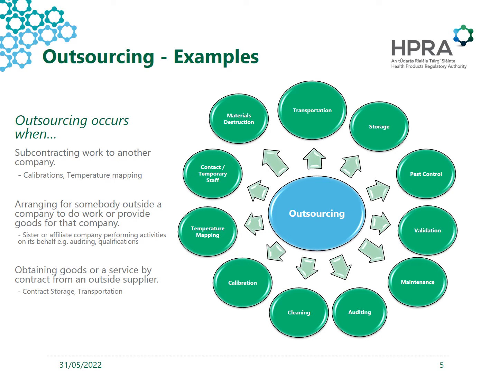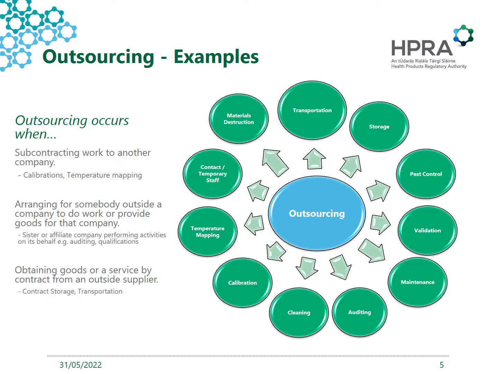So what constitutes outsourcing? If you have another company carrying out pest control, validation, maintenance, auditing, cleaning, calibration, temperature mapping, if you hire contract or temporary staff, waste service, transportation or storage, these can be examples of outsourcing. If a company is carrying out storage for you, then they must be appropriately authorized to do so, and this is your responsibility to check. For storage of medicinal products, a company must have a wholesale distribution authorization.